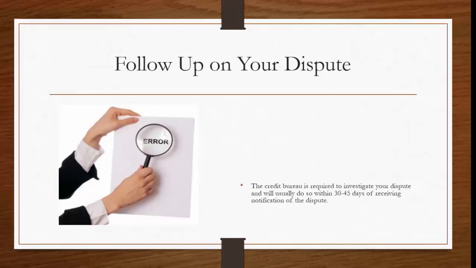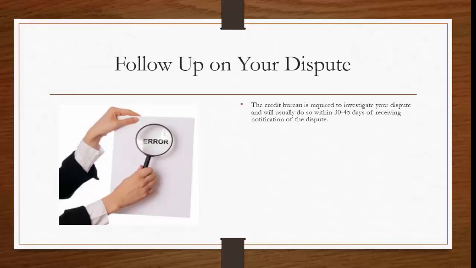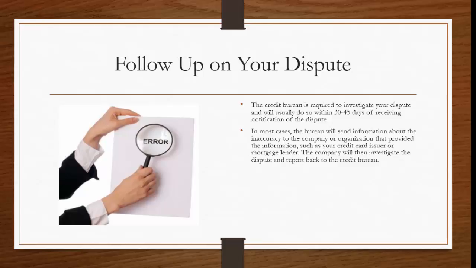Follow up on your dispute. The credit bureau is required to investigate your dispute and will usually do so within 30 to 45 days of receiving the notification of the dispute. In most cases, the bureau will send information about the inaccuracy to the company or organization that provided the information, such as the credit card issuer or the mortgage lender. The company will investigate the dispute and report back to the credit bureau.